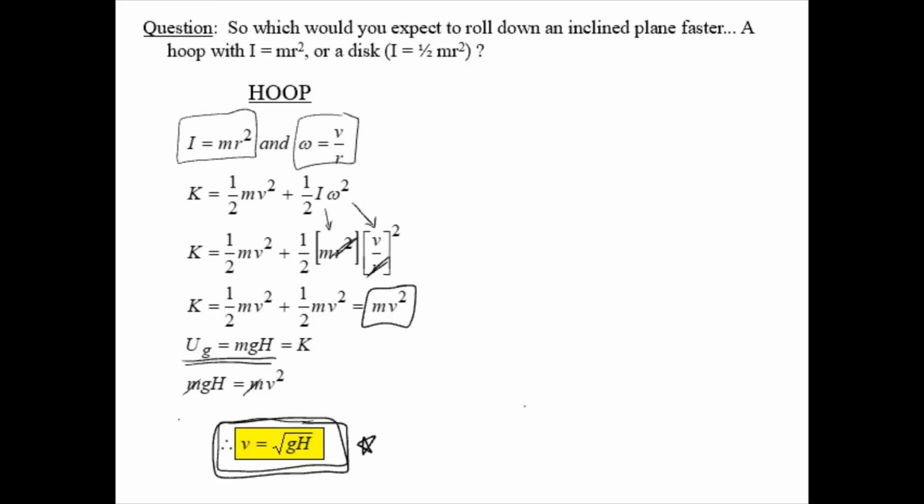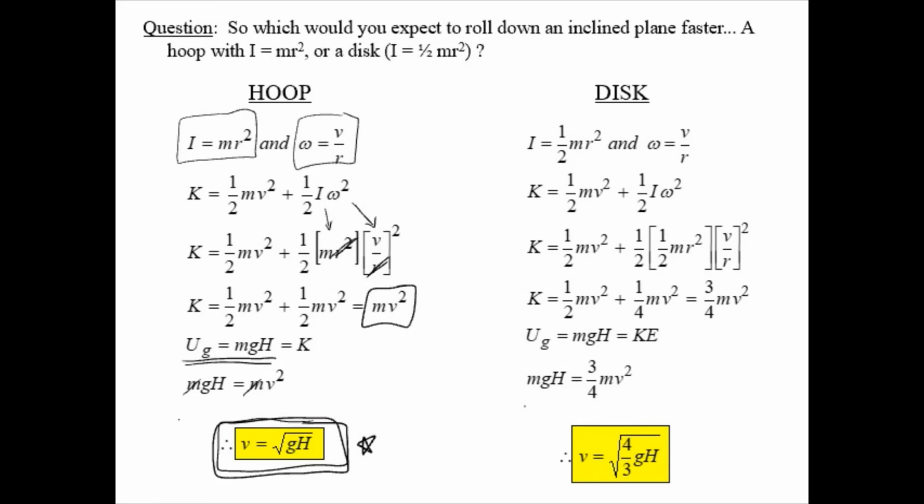Okay? Now, if we look at the disk, we do a similar sort of calculation, except with the disk, the rotational inertia is 1/2 mr squared, but omega is still v over r because it's still a nice circular object rolling along. So when we calculate our total kinetic energy, we plug in for I, which in this case is 1/2 mr squared, and for omega, which is still v over r. Notice what happens. Again, the r on the bottom that's getting squared cancels with the r squared there, but we have a 1/2 times a 1/2 here.